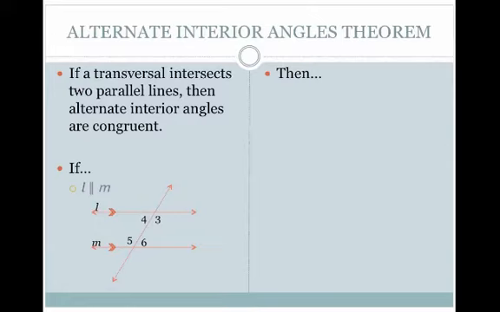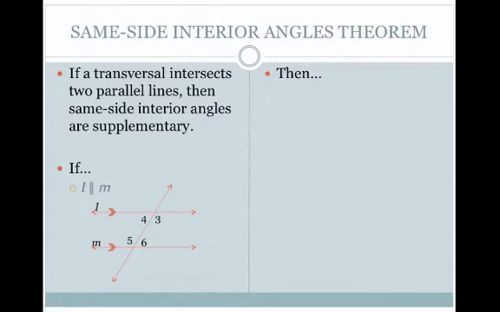Alright, your next theorem says that if you have parallel lines, then your alternate interior angles are congruent. So if L and M are parallel, marked with these little arrows right here, then we could say that 4 and 6 are congruent because they're alternate interior, and 3 and 5 are also congruent because they're alternate interior. They're on opposite sides of the transversal, in the interior of the parallel lines.